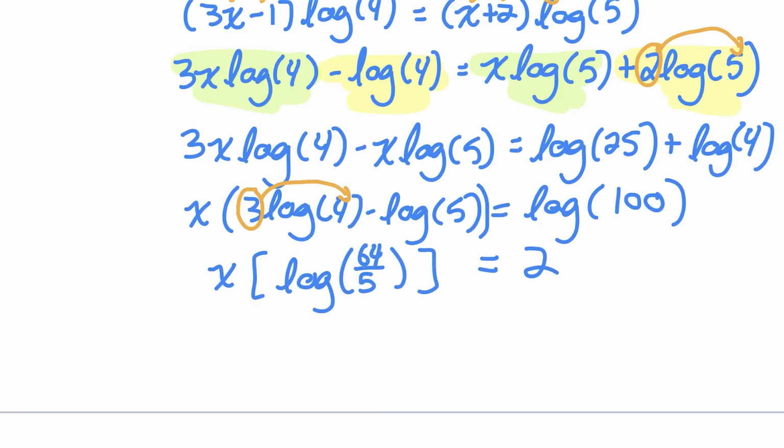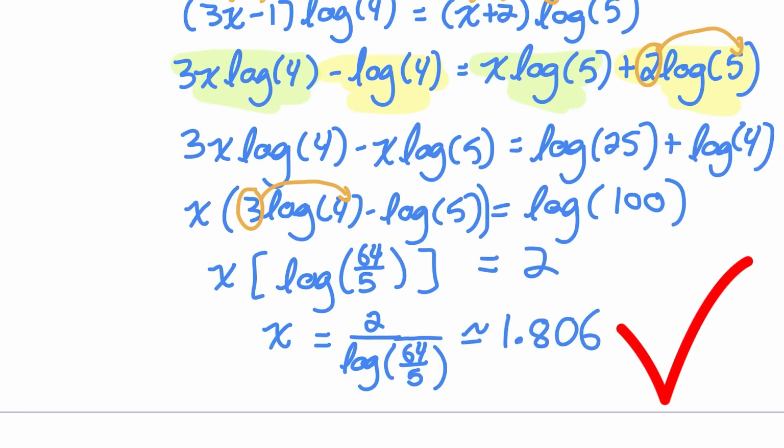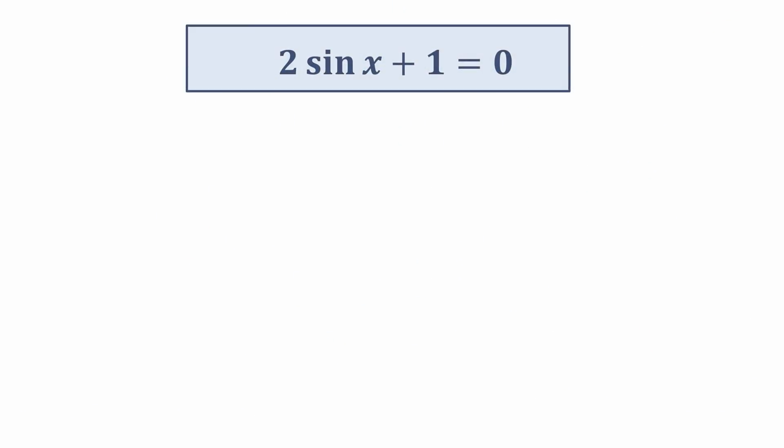I can isolate x just by dividing that logarithm to the other side. So I have x equals 2 divided by log of 64 over 5. That's the exact answer to this equation. If we want an approximate answer, it's about 1.806. Here's equation 7, our first trig equation.